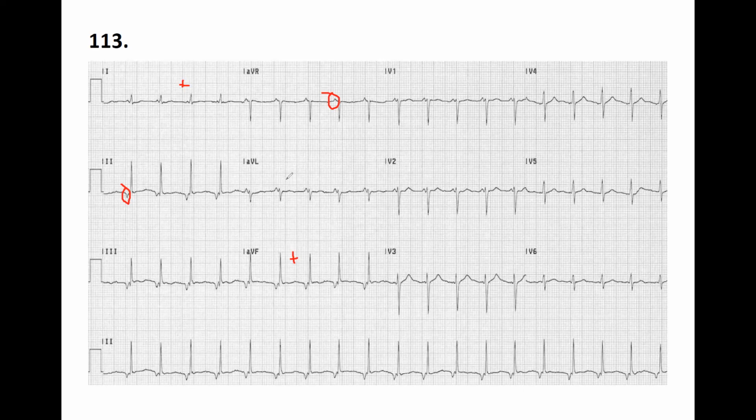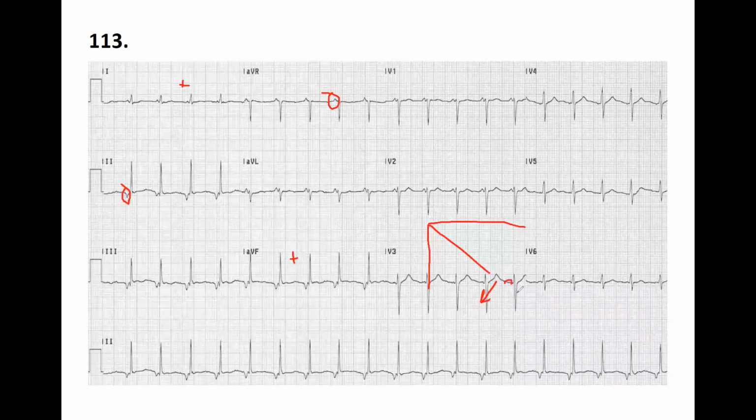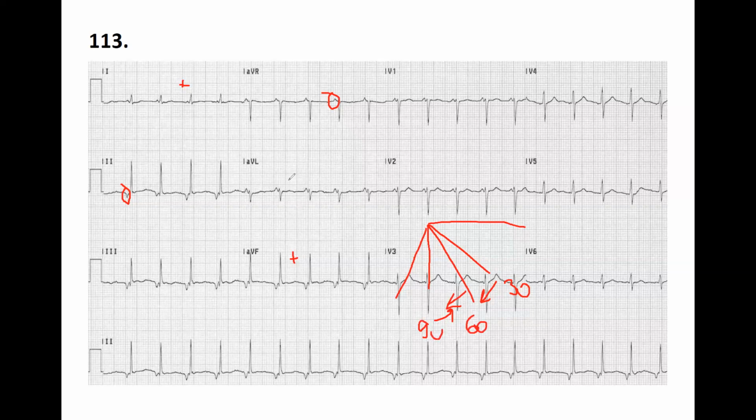And AVL is negative, so it means that the axis is located between, for sure, less than 30 and more than 90. Let's look at lead number 3, or not lead number 3, AVL. AVL opposite 60, I'm sorry. So you are between 60 and 90, because AVL is negative, and AVL is exactly perpendicular to 60.